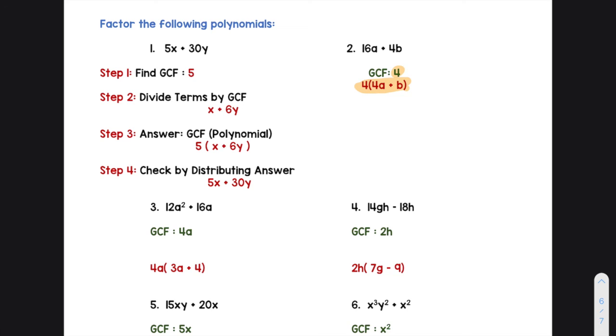In problem number 4, our GCF is 2h. Our answer is 2h times 7g minus 9. And lastly, number 6, our GCF is x squared. Our answer is x squared times xy squared plus 1. Remember, when dividing both of the terms by x squared in problem number 6, x squared divided by itself is 1. Don't forget to record that answer.